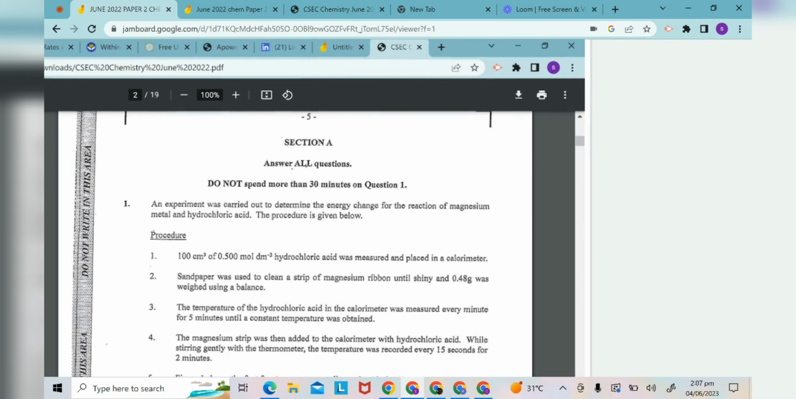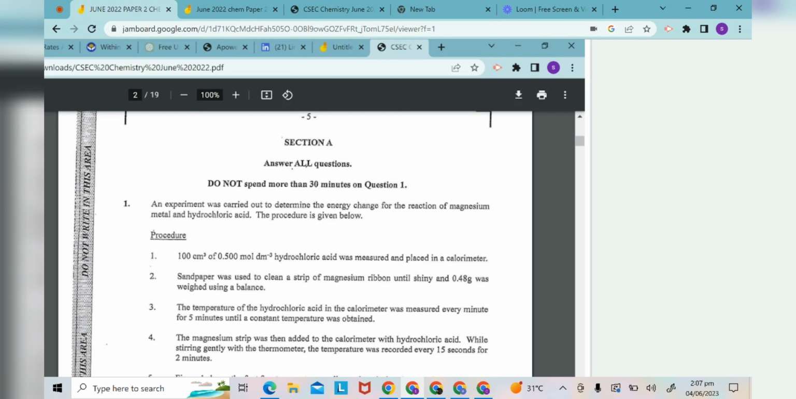An experiment was carried out to determine the energy change for the reaction of magnesium metal and hydrochloric acid. The procedure is given below. 100 cm³ of 0.5 molar hydrochloric acid was measured and placed in a calorimeter to make sure the temperature is constant to some extent.